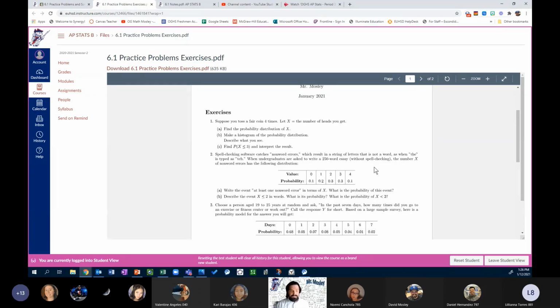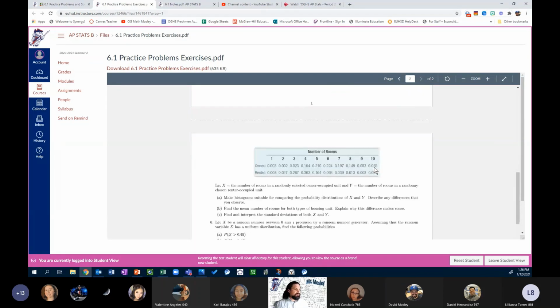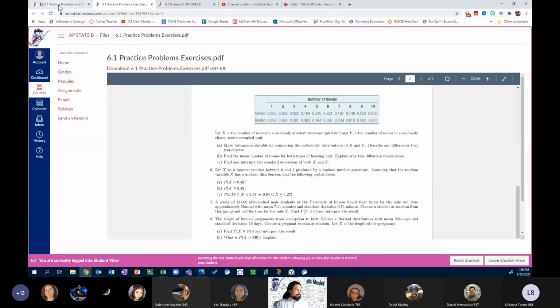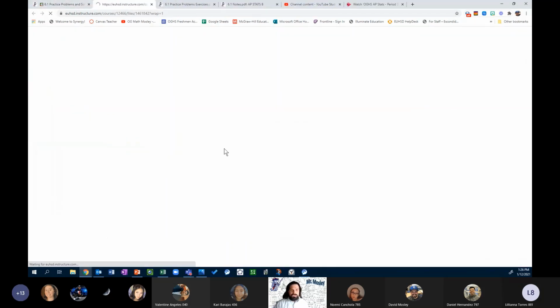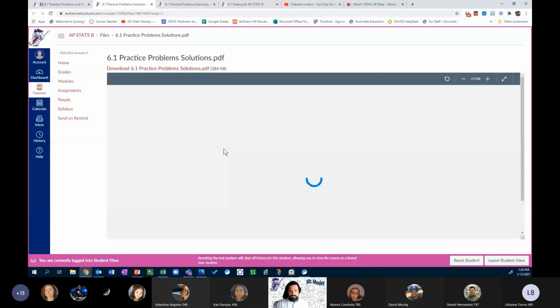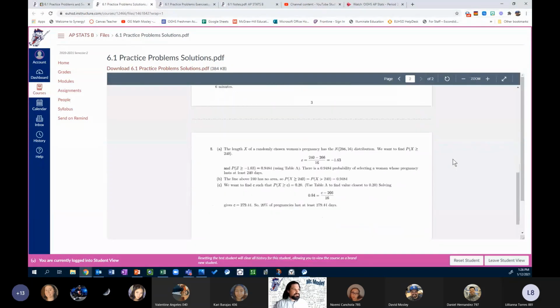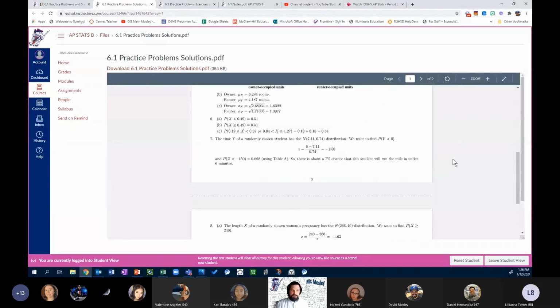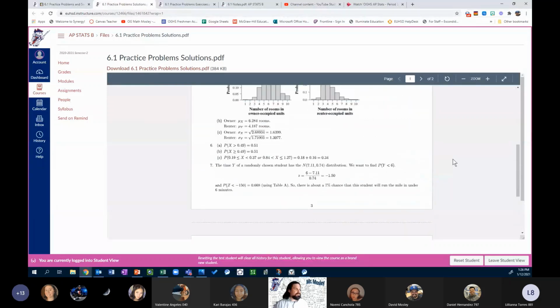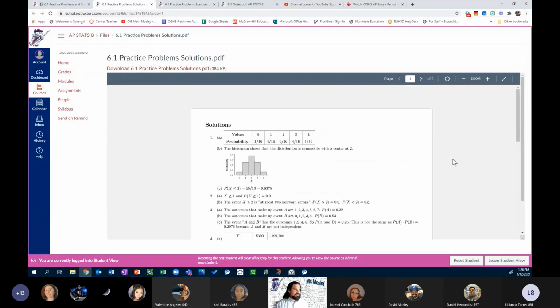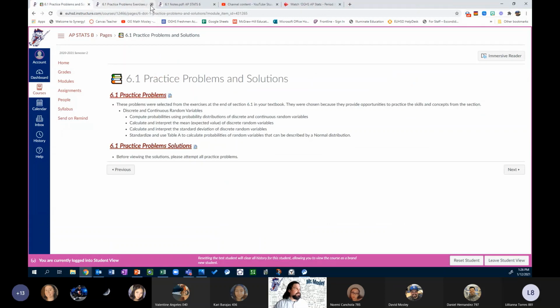even just what they're asking. And then you can check your work with the solutions. All right, so there's problems and solutions. The solutions don't necessarily show how to do the calculations, but they will say what the proper result was supposed to be or was supposed to look like. So it's a way for you to check your understanding on your own.